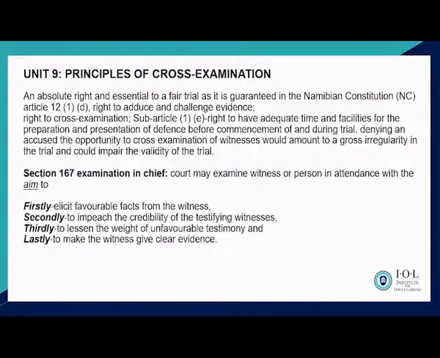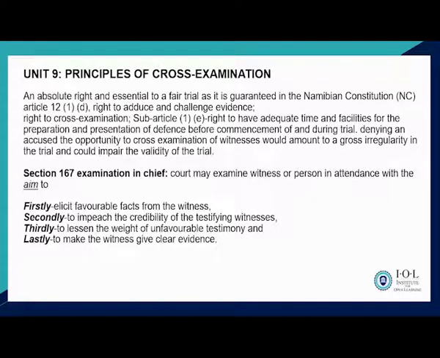Unit 9, Principles of Cross-Examination. An absolute right. Cross-examination is an absolute right and essential to a fair trial, as it is guaranteed in the Namibian Constitution, Article 12(1)(d): the right to adduce and challenge evidence. Right to cross-examination.